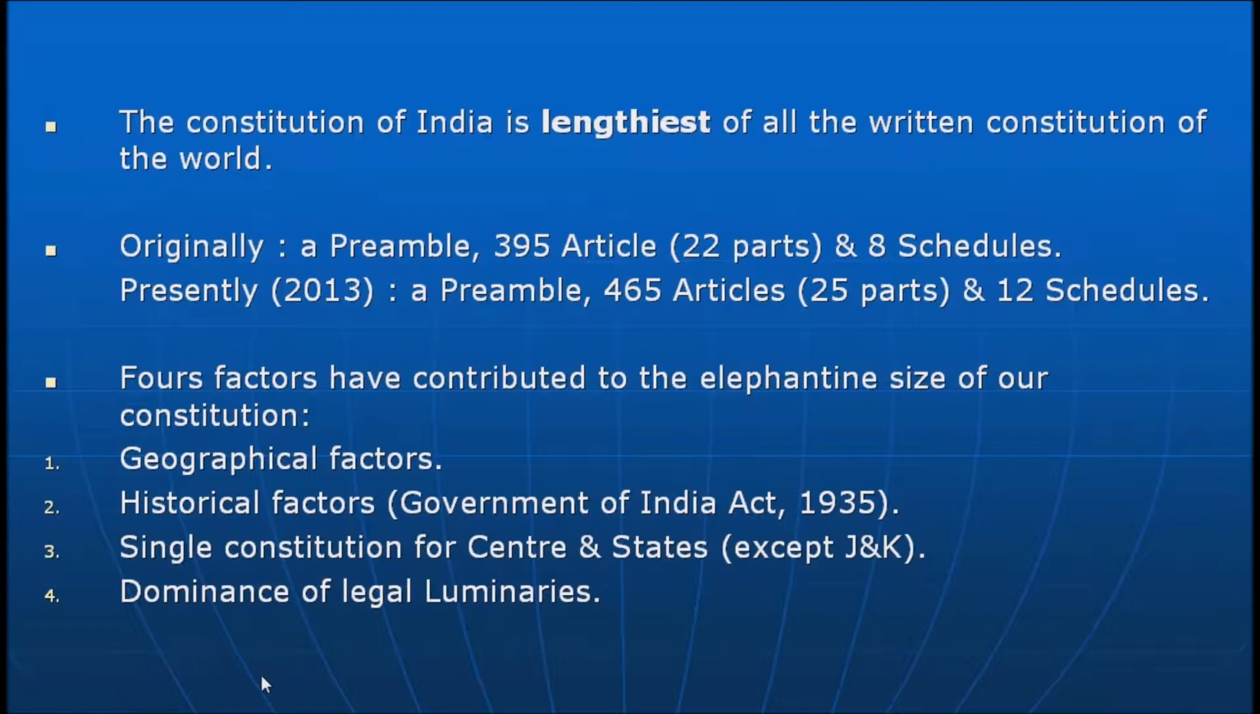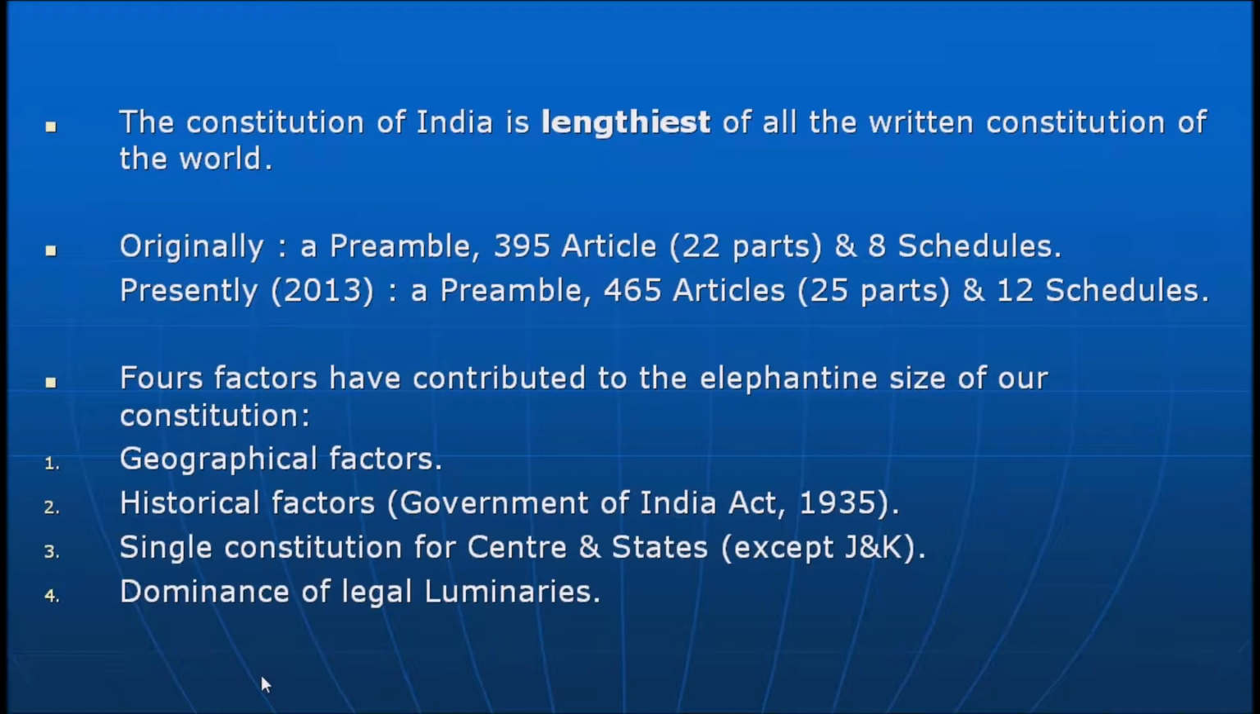Now, originally the Indian Constitution had a preamble, 395 articles, which were divided into 22 parts, and there were 8 schedules. Now, as of 2013, in our constitution there is a preamble, 465 articles divided into 25 parts, and there are 12 schedules. Sorry, earlier it was 8 schedules, now we have 12 schedules.